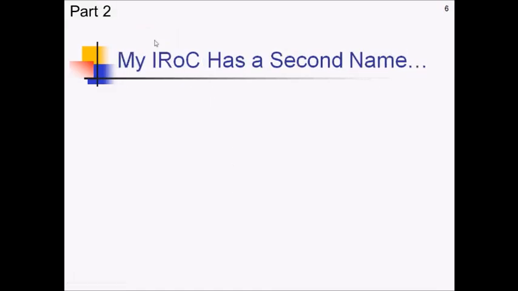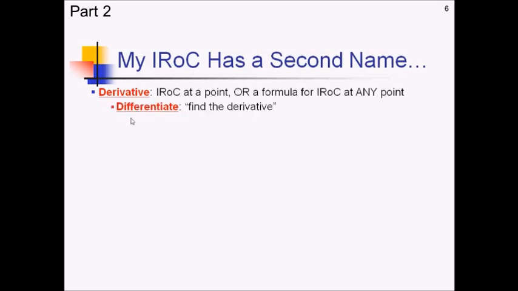We're going to do some more work with IROC, but before we do that, we need to figure out a few different ways of calling IROC. For example, when you see the word derivative, big calculus concept, this just means the IROC at a point or a formula for IROC at any point. Now, when you take a derivative, it's not called deriving, it's called differentiating. That's finding the derivative. And there's a bunch of symbols to represent this.